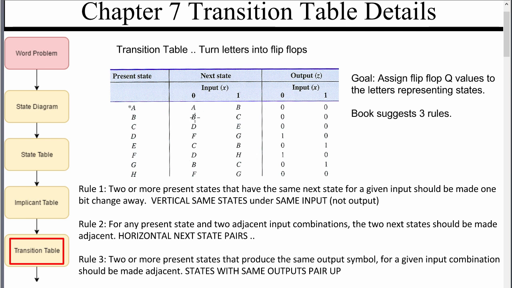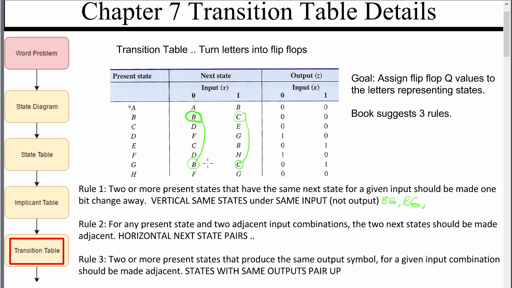So B has the same next state right here and the same next state right here. Same vertical states for the same input, right? So this B and this B, this C and this C. Well, these C's are underneath the input of a 1. So we should write down here BG twice, because both of these matched up. I mean, that's a big match.